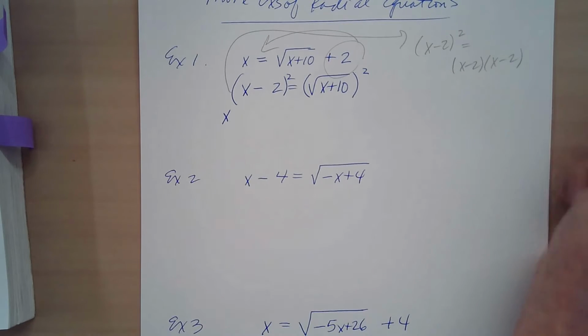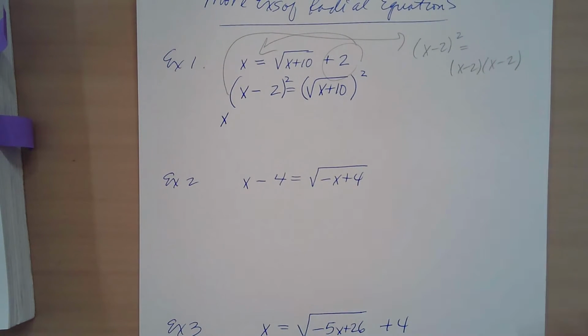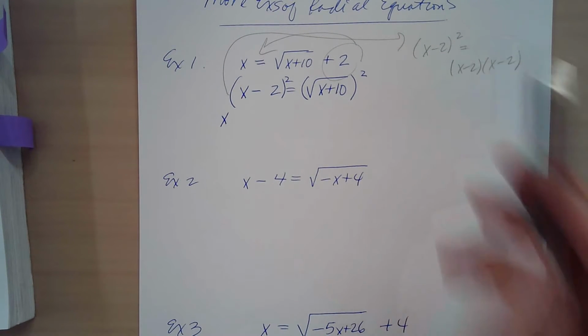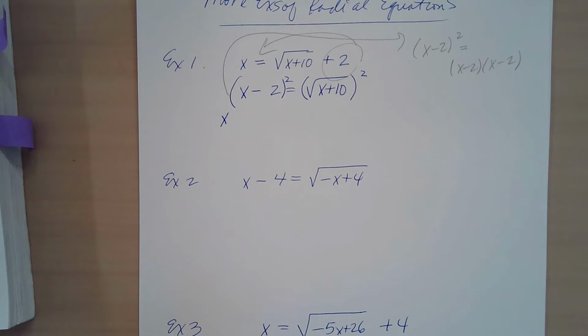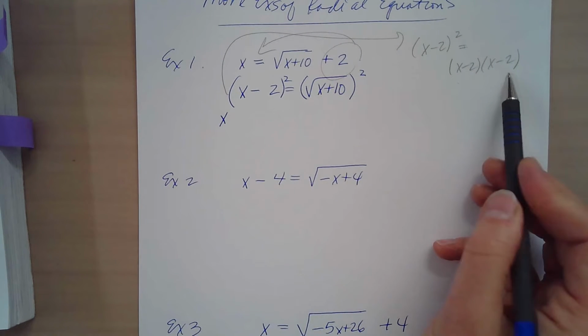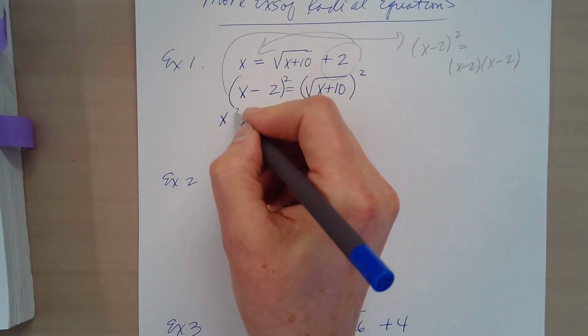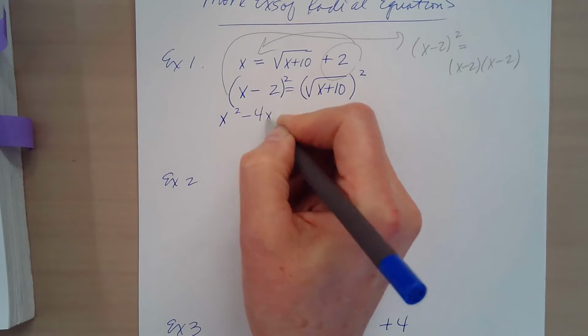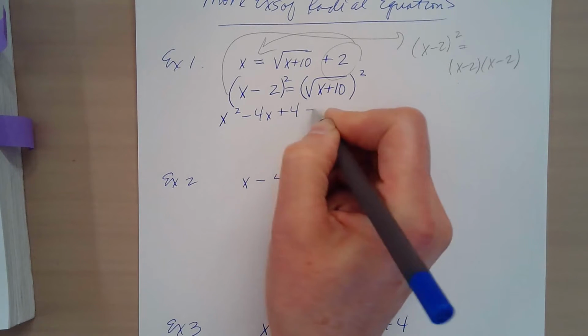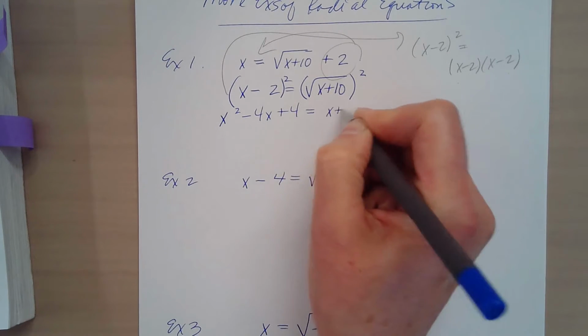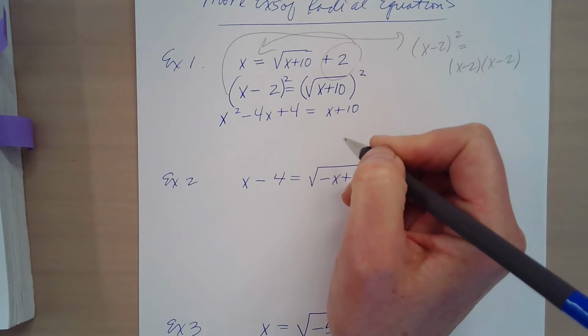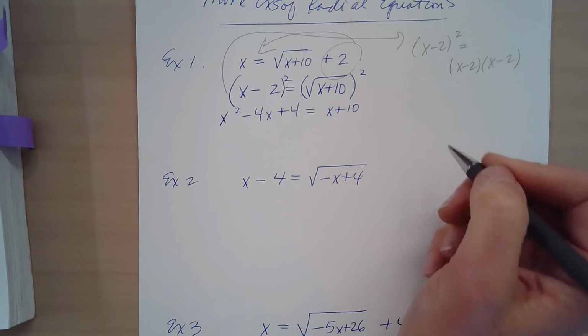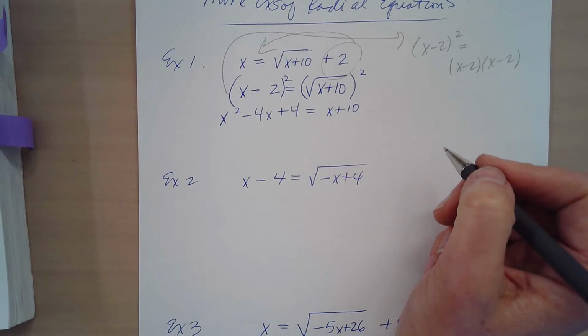It means the binomial. That square symbol means it's like cloning, right? You duplicate. So it's x minus 2 times x minus 2, which gives me x squared minus 4x plus 4. And then here I just get x plus 10. I have a quadratic again. How do we solve quadratics? Everything to one side.